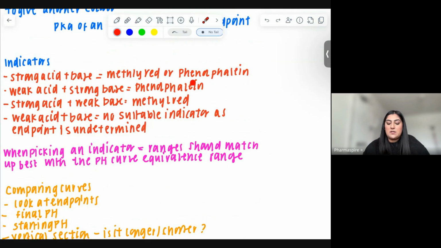They like to use methyl red and phenolphthalein. Strong acid and strong base, and weak acid and strong base, phenolphthalein. Strong acid and weak base, you've got methyl red, and then weak acid plus weak base, there's no suitable indicator, right? Because it's all determined on your endpoint and your ranges.